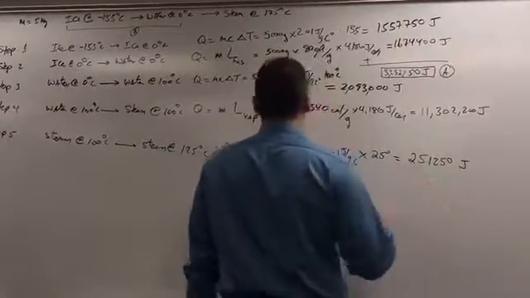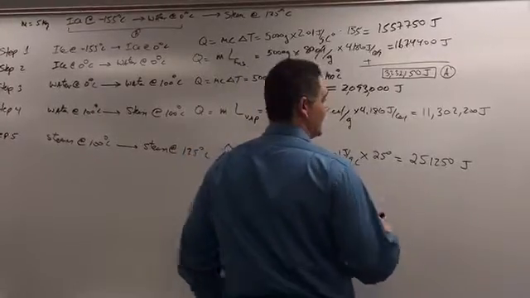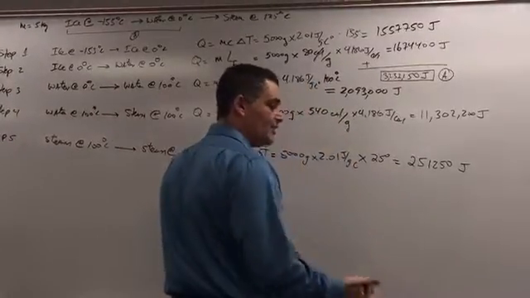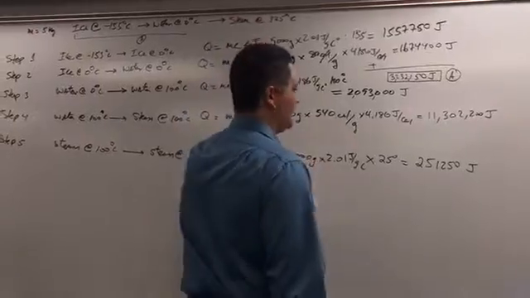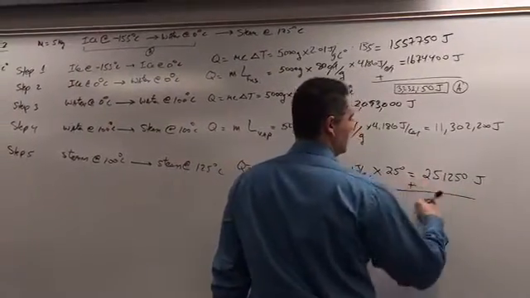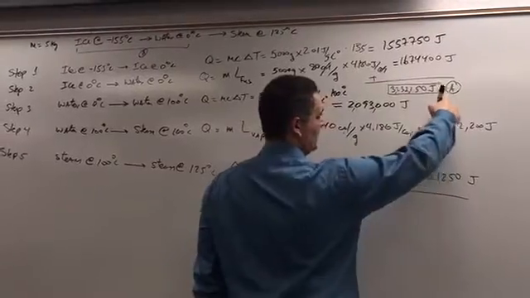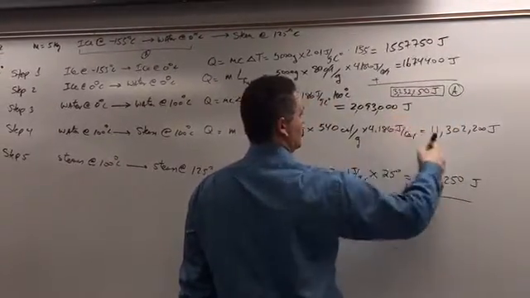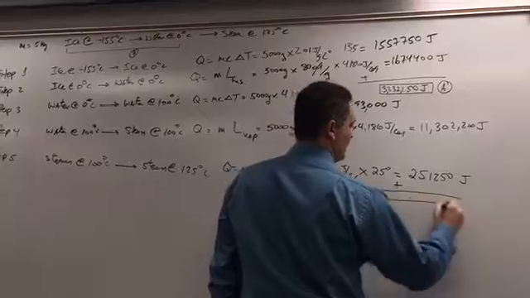So now you're going to get the total answer. The question is basically asking how much energy is required to turn this all into steam at 125. So basically you're going to add all these together, plus A, plus this, and this, and that's going to give you the answer for B.